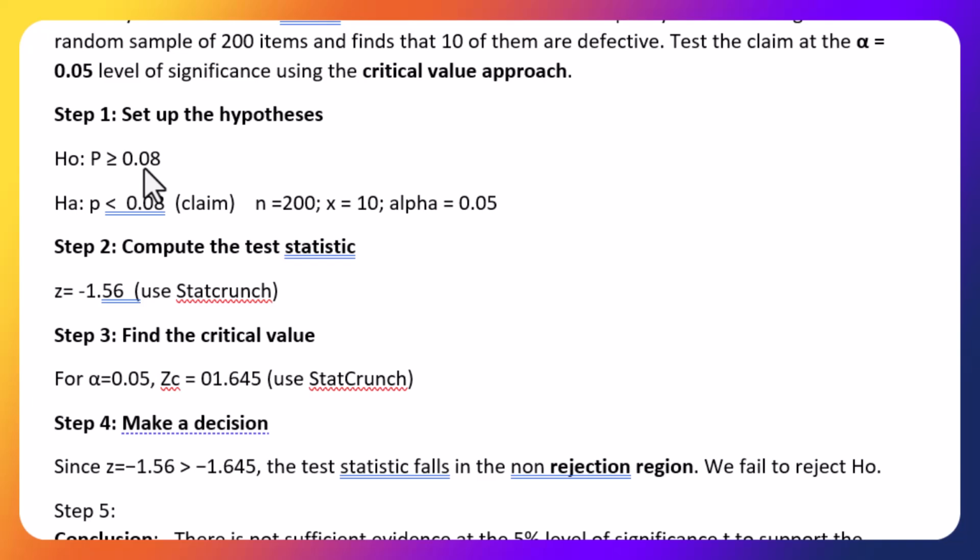A random sample of 200, so n is 200, and we find that 10 of them are defective. This is the number of successes, x. Test the claim at alpha equal 5% using the critical value approach. So we're going to use StatCrunch for this, and let me show you how we proceed.